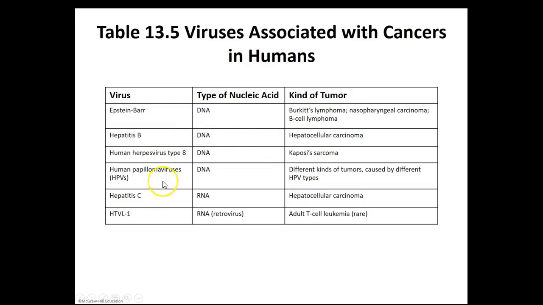Hepatitis B and C, you can see here and here, cause hepatocellular carcinoma or liver cancer. Herpes virus type 8, usually seen more so in people suffering from HIV or AIDS. It causes a skin cancer called Kaposi sarcoma. HPV is usually pretty well known because it causes cervical cancer in women. And then you have HTLV-1, an RNA retrovirus that actually causes adult T-cell leukemia, and that is extremely rare, as it says here in the slide.